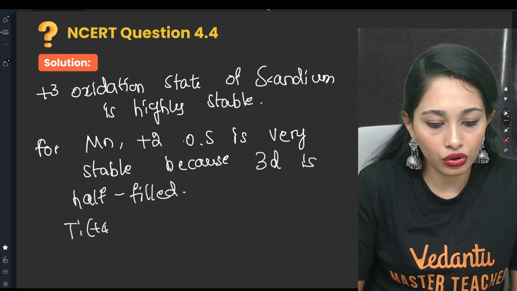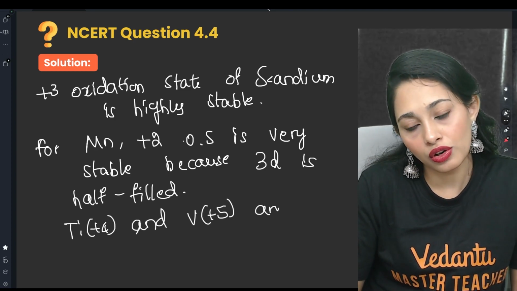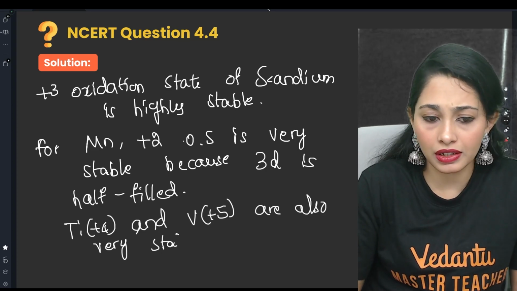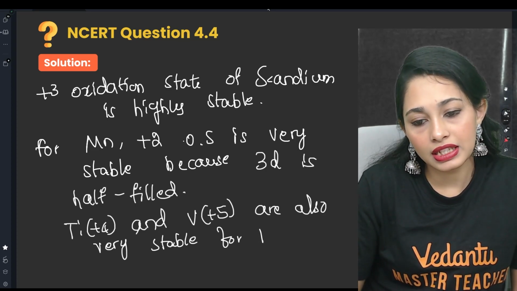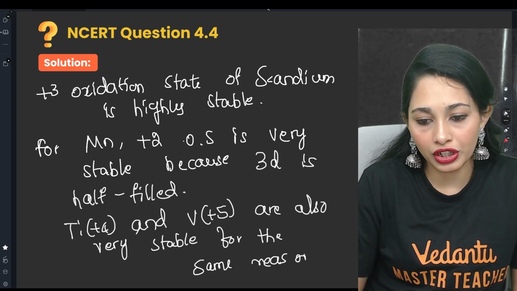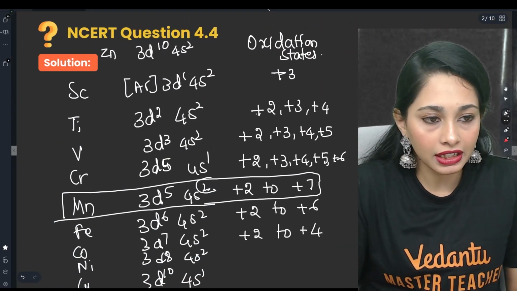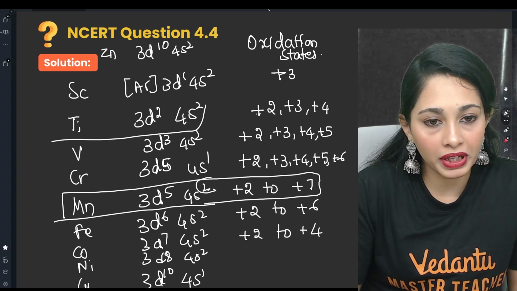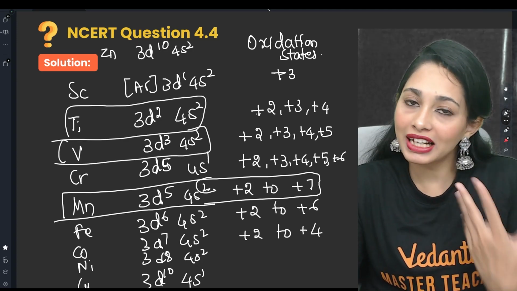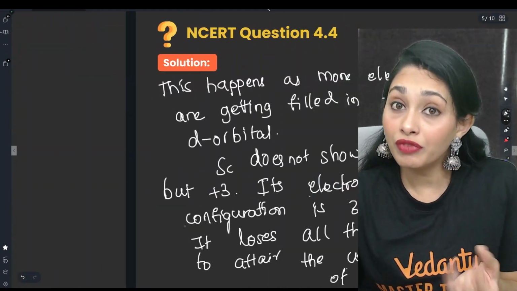Titanium +4 and vanadium +5 are also very stable for the same reason. If we see the electronic configuration, let me go back. So titanium +4 and vanadium +5. See here, titanium +4 is going to be attaining the argon configuration, and vanadium +5 is going to be attaining the argon configuration. Noble gas configuration means it's very, very stable.